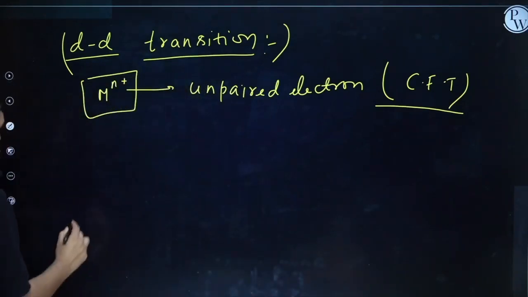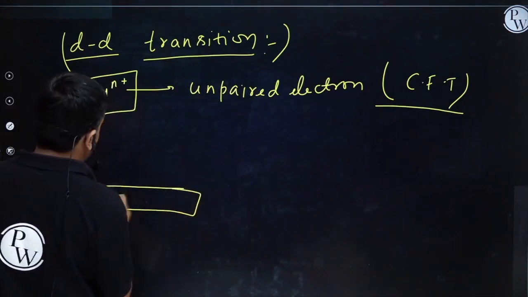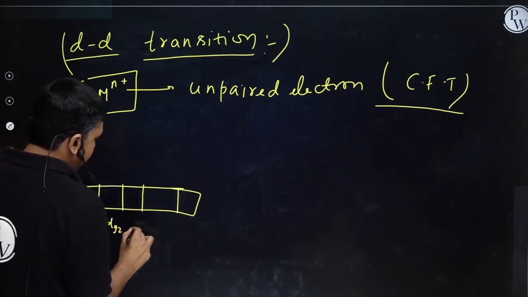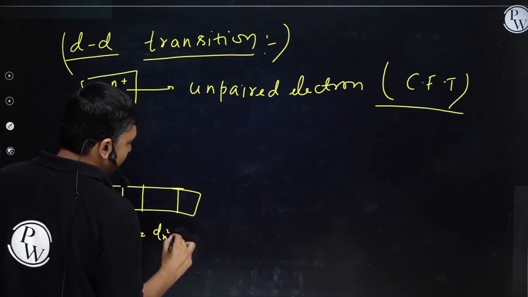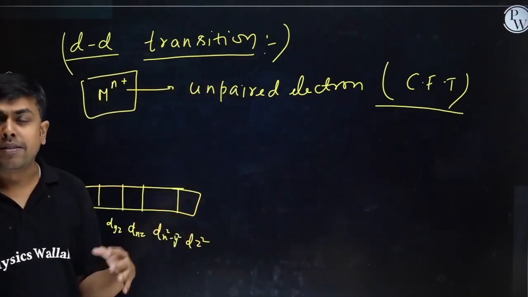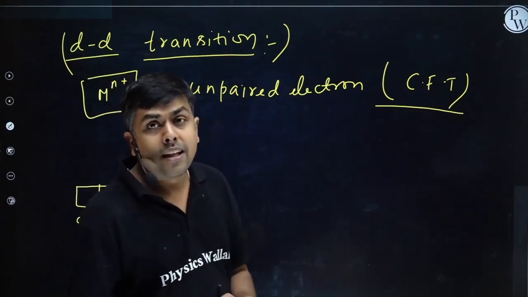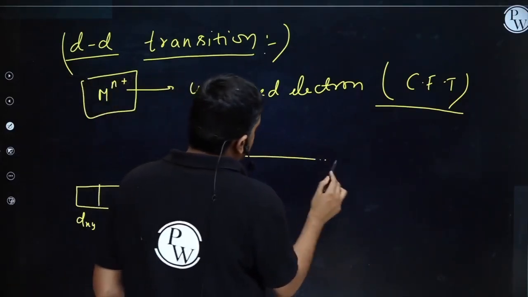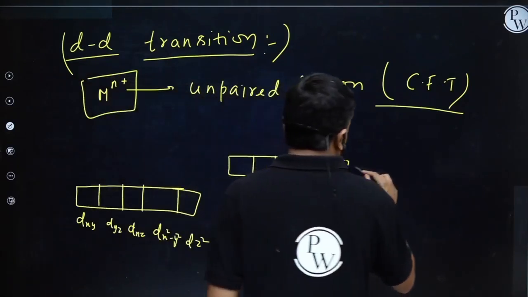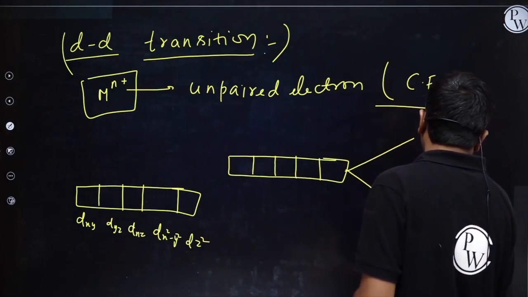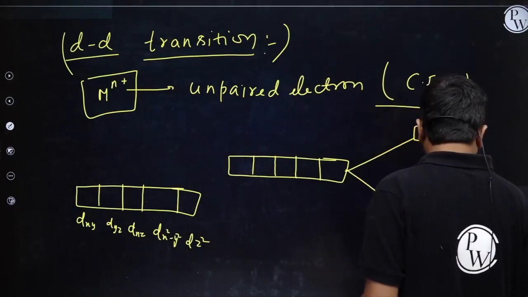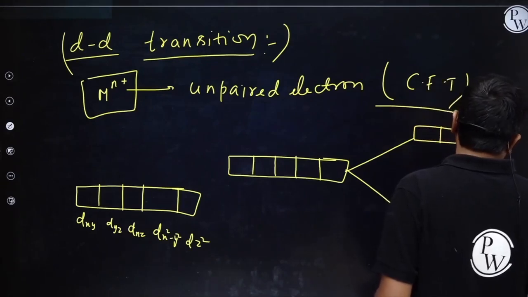Let's try to understand. Initially, the d subshell orbitals are degenerate. They have the same energy level: dxy, dyz, dxz, dx²-y², and dz². Now, as soon as the ligand approaches, inter-electronic repulsion occurs, the energy of these orbitals increases, and finally it splits into two different energy levels. The lower one is the t2g energy level, and the upper one is the eg energy level. This one is t2g and this one is eg.